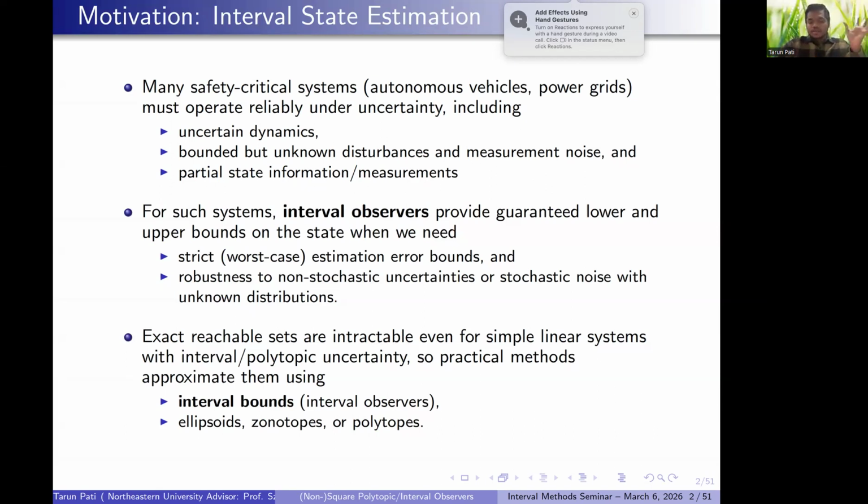So this approach provides us with worst case guarantees under all admissible disturbances. However, computation of exact reachable sets is intractable even for simple linear systems with interval or polytopic uncertainty. So some practical methods approximate the sets using interval bounds or ellipsoids, zonotopes, or polytopes. Although ellipsoids, zonotopes, and polytopes are more accurate, they are also more mathematically and implementationally complex, whereas interval observers provide a sweet spot of ease of use and broader applicability, while also providing strict guarantees.